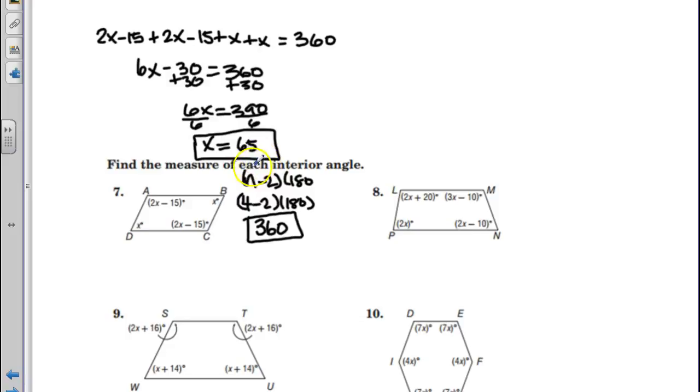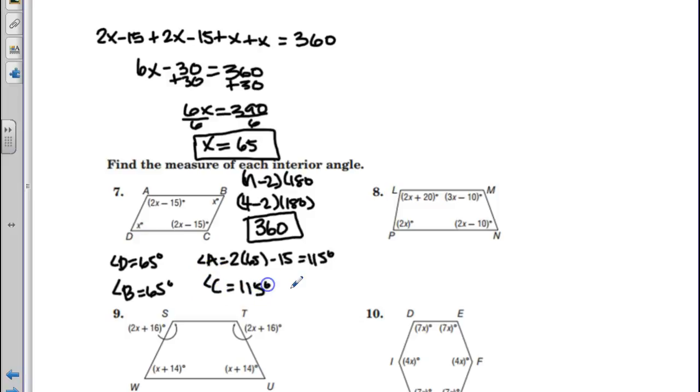All right, so if x is 65, I know angle D is 65, angle B is 65, angle A is 2 times 65 minus 15. 2 times 65 is 130. 130 minus 15 is 115, and angle C is the same. All right, hope that makes sense.